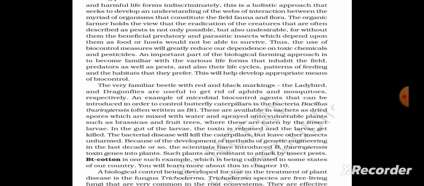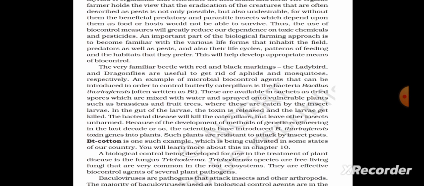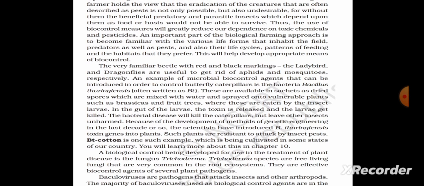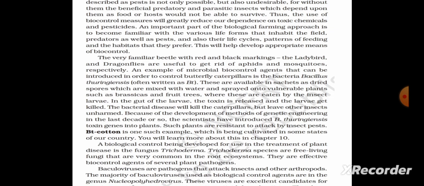Because of the development of methods of genetic engineering in the last decade or so, the scientists have introduced Bt toxin genes into plants. Such plants are resistant to attack by insect pests. Bt cotton is one such example which is being cultivated in some states of our country.